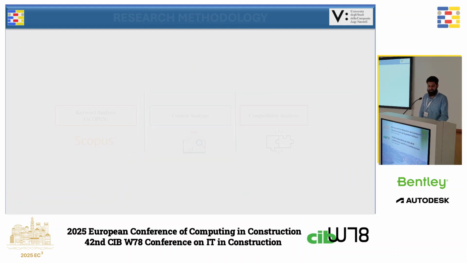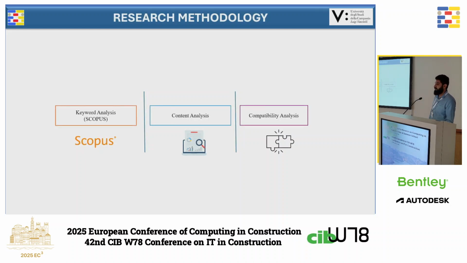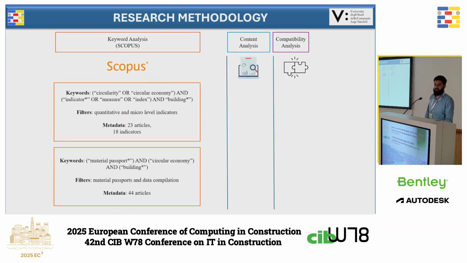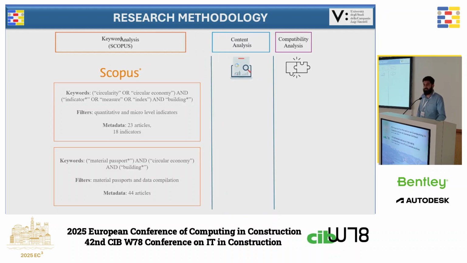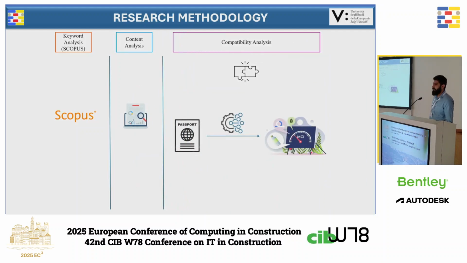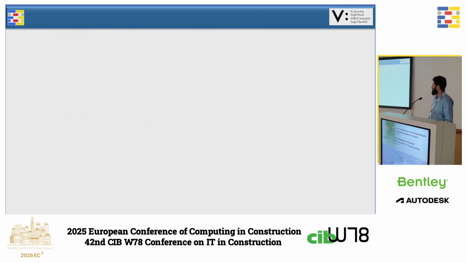So my framework is quite simple. I have explored research articles using keywords like circularity indicators, and I have tried to study them and their data requirements, and I have also found literature on material passports and what data they can provide for us. I have the content analysis that I have already discussed, and finally I have made a compatibility analysis on how much material passports are able to assess or provide data for the circularity indicators.